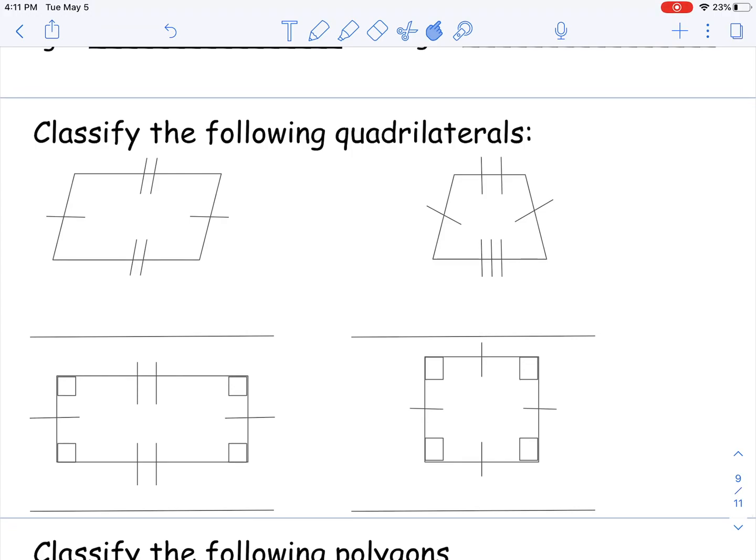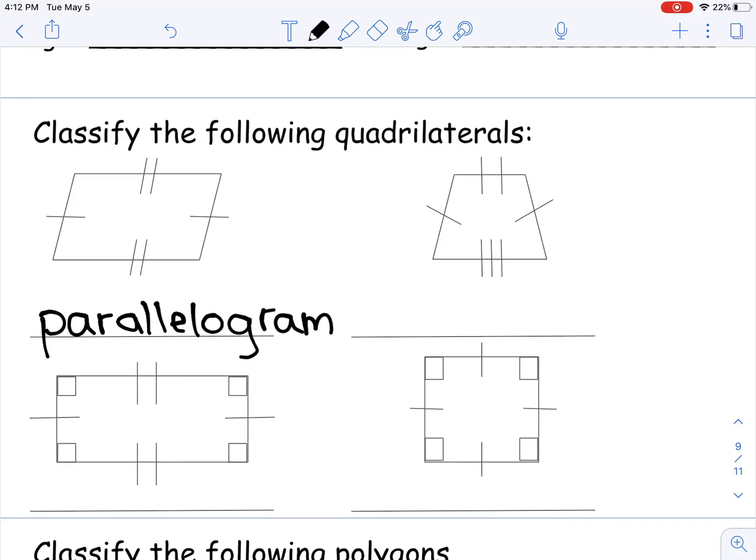Quadrilaterals. Remember, definition of a quadrilateral is a 4-sided polygon, and we have lots of different types of quadrilaterals based on angles and based on parallel sides. So this first one, I notice no right angles, so eliminate square and rectangle, but opposite sides are parallel, okay? But they're also not all equal, so he's not a rhombus. If they were all equal, he'd be a rhombus. Instead, he is a parallelogram.